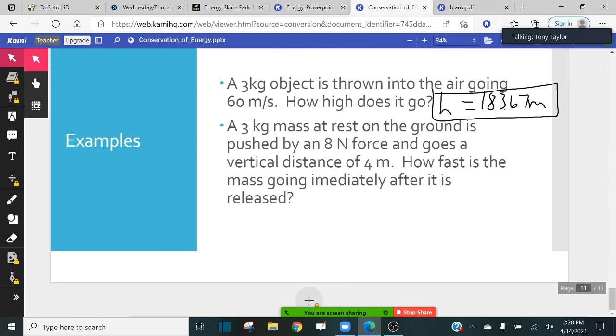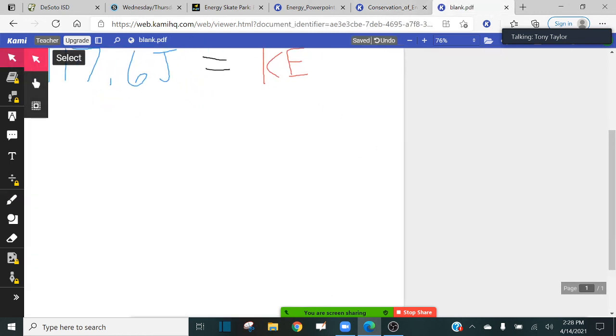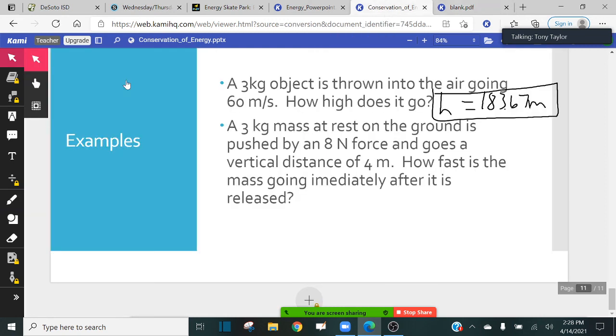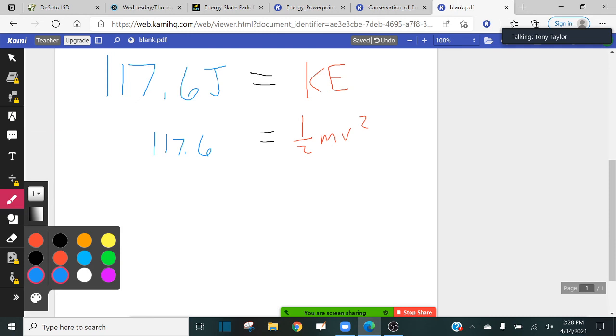Now, we're not done because remember what it says. We want to solve this equation for velocity. So, guys, I'm going to write this down. Y'all remember the equation for kinetic energy is 1/2 times mass times velocity squared. So all of that equals 117.6 joules. Now, guys, let us just plug in what we know. We know the mass is 3 kilograms. So 117.6 equals 0.5 times 3 times velocity squared. Okay. Follow me so far?